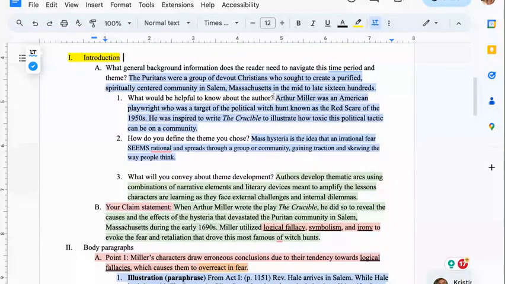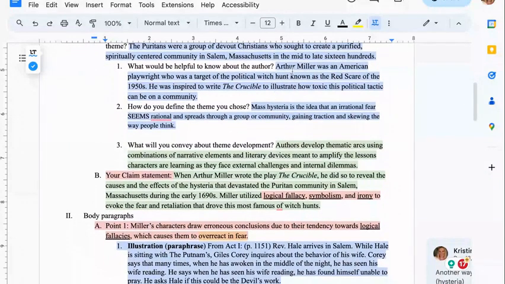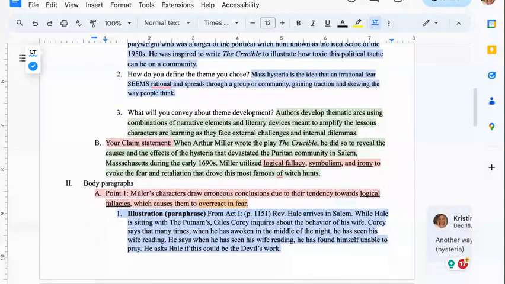What would be helpful to know about the author? Look up some background information about Arthur Miller. You don't have to get real deep into research to find out some basic things. Like the whole point of him writing The Crucible was to illustrate what it was like to be a victim of a political witch hunt, because he had that as a personal experience. Whenever you've picked your theme out, you're going to write a definition for that theme, which should be included as part of your intro paragraph.